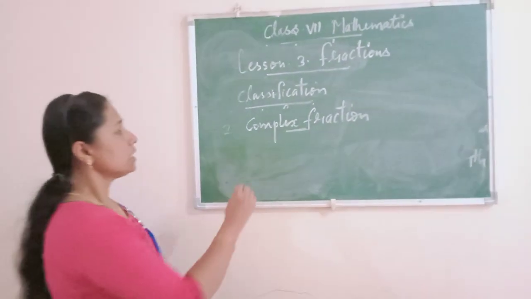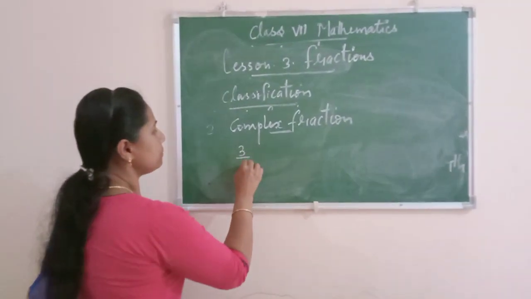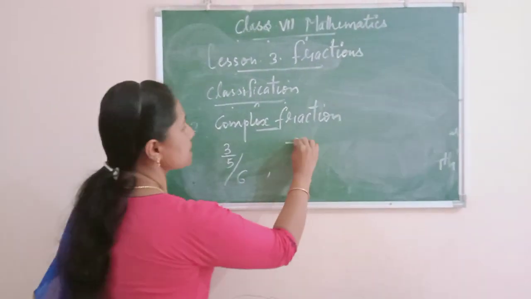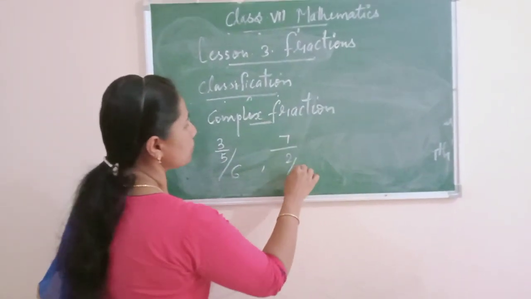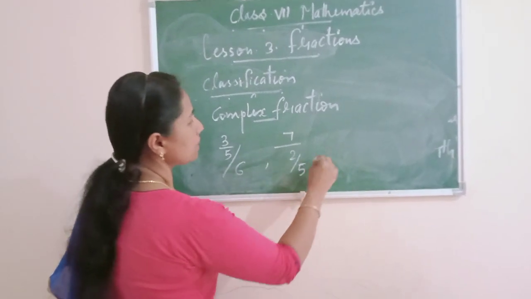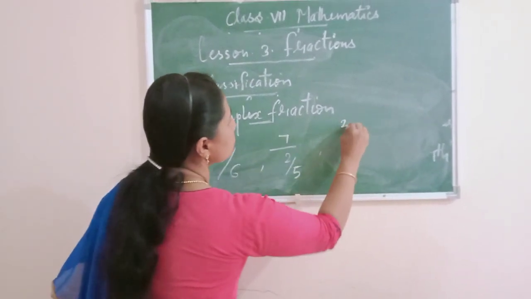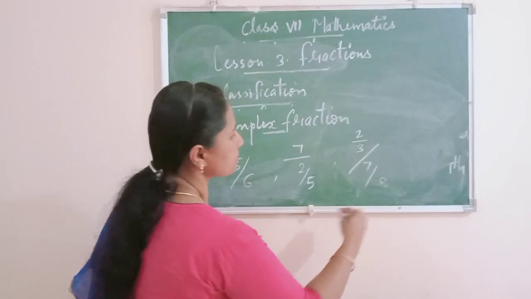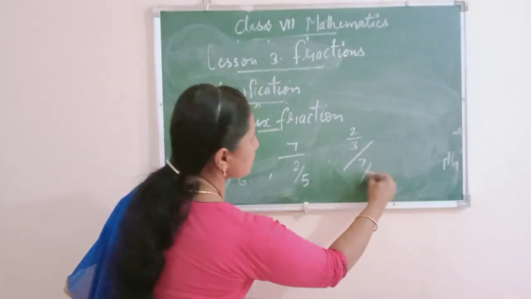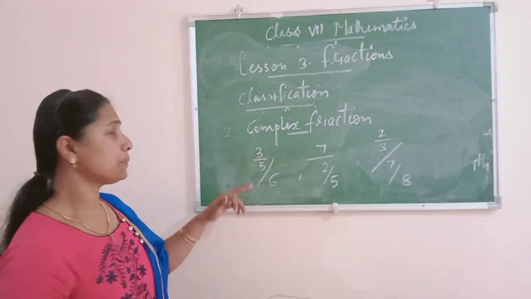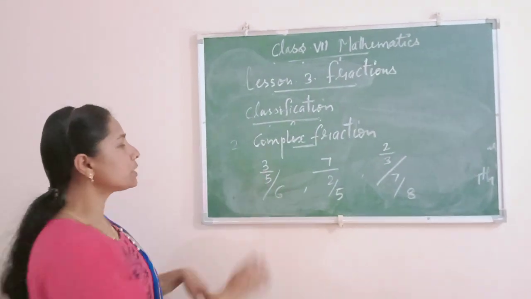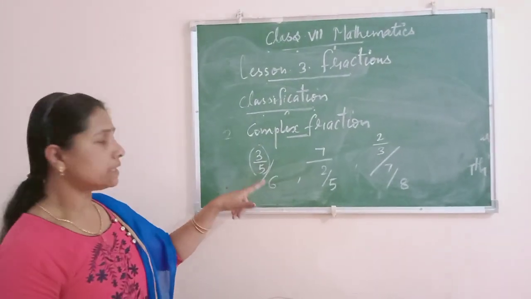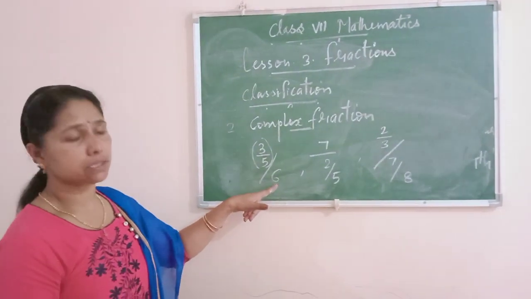For example, here 3 upon 5 upon 6. Second example, 7 upon 2 upon 5. And third example, 2 upon 3 upon 7 upon 8. Three examples are given here. In the first example, the numerator is 3 upon 5, it is a fraction, and its denominator 6 is an integer.